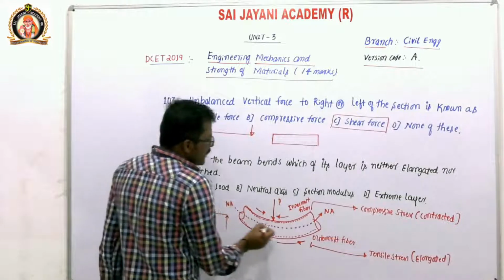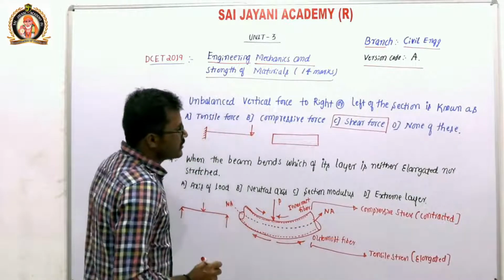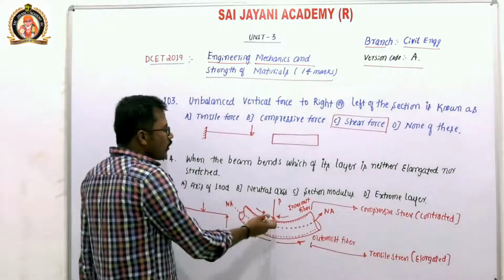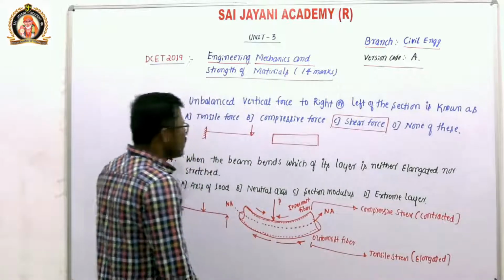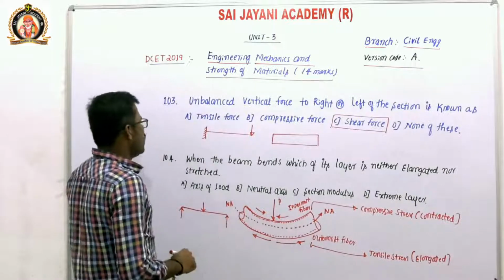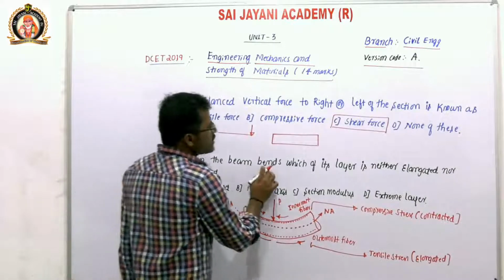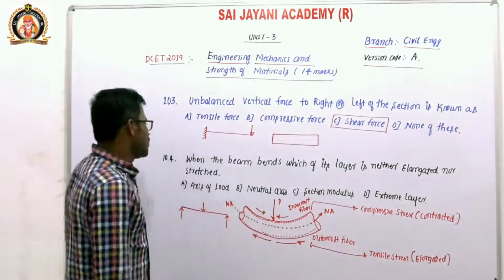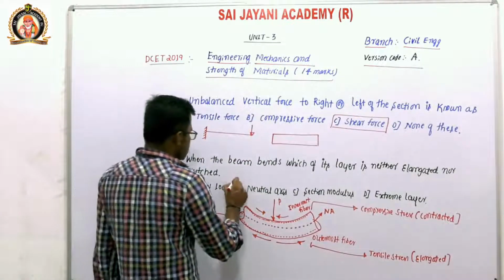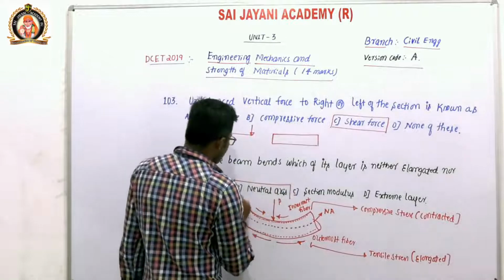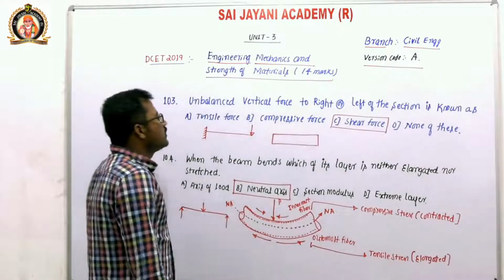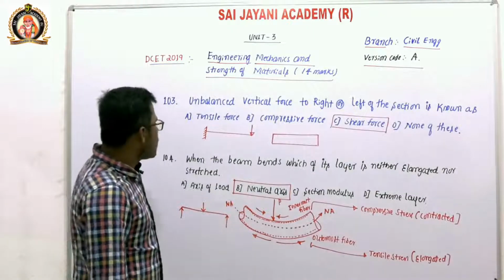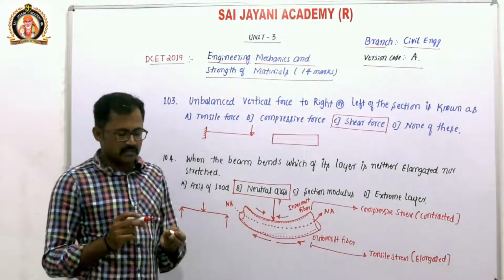So only the neutral axis is not subject to any compressive or tensile stress, neither contraction nor elongation, neither stretching nor elongation. When the beam bends, which of its layer neither elongated nor stretched? So the neutral axis is the part of the beam which does not elongate nor stretch. So option B, neutral axis, is the right answer.